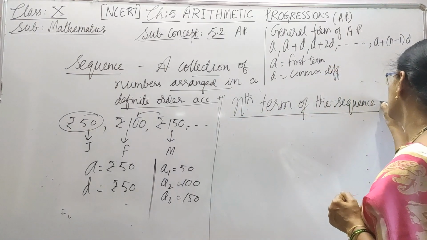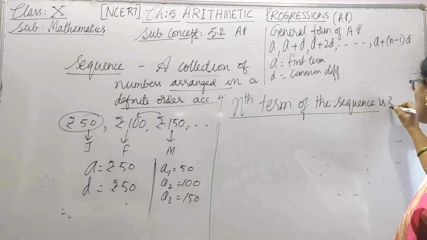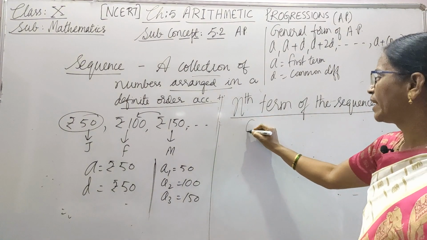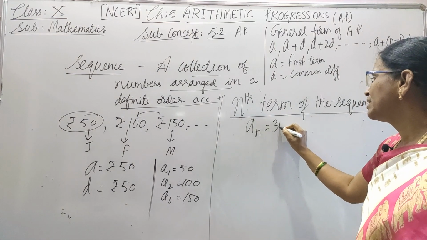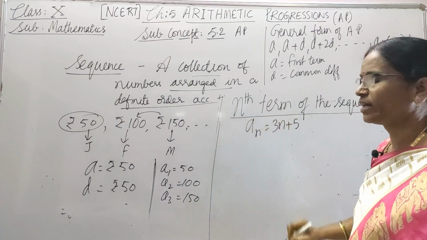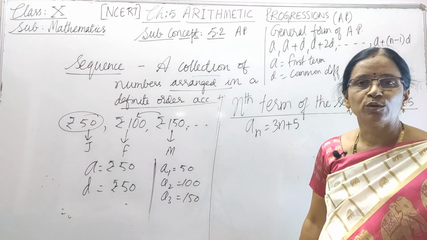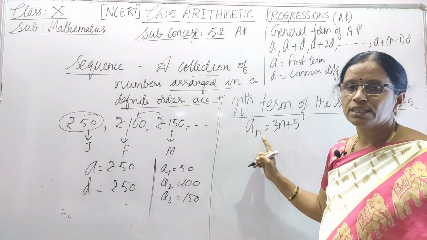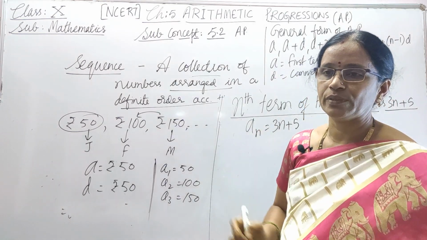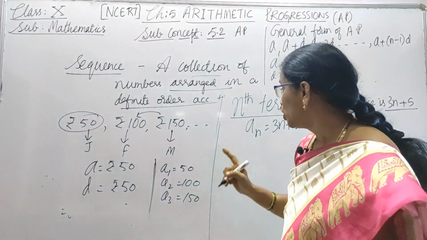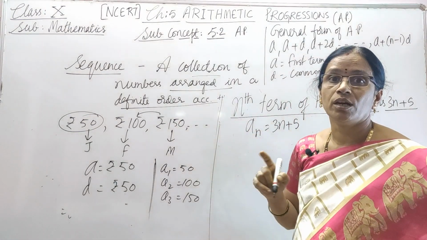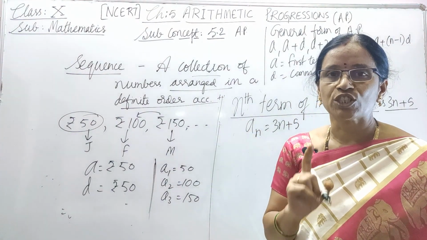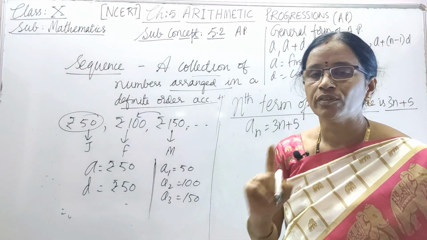Nth term of the sequence is 3n plus 5. That is an is equal to 3n plus 5. Is it an arithmetic progression or not? Nth term of the sequence means what? This is the general term. That means using this algebraic formula, you can generate the arithmetic progression terms or the terms of AP.